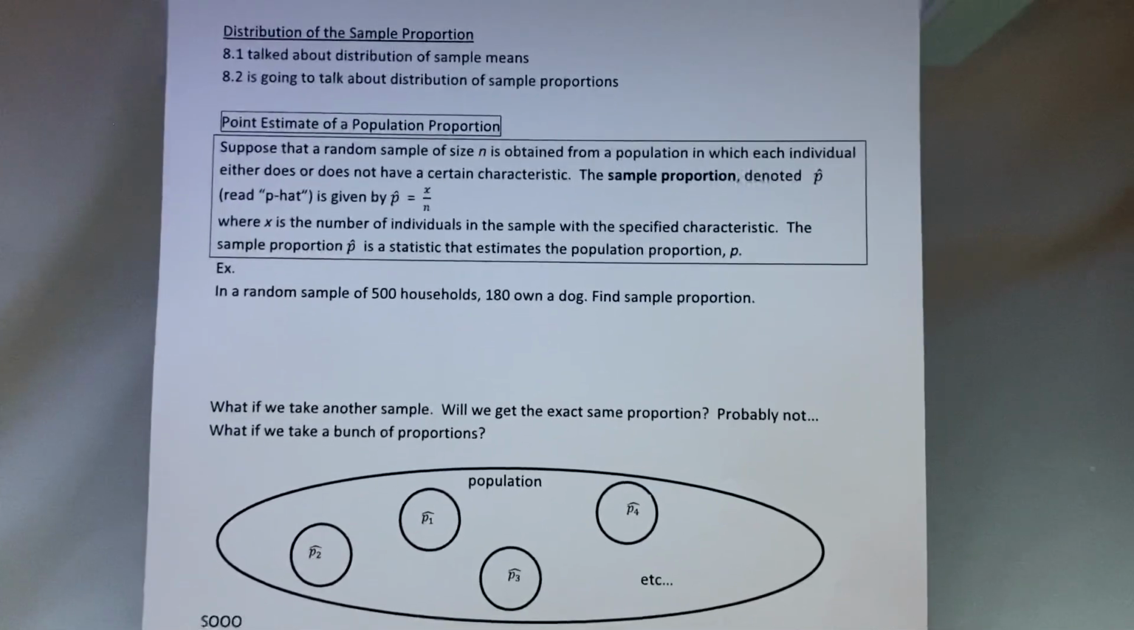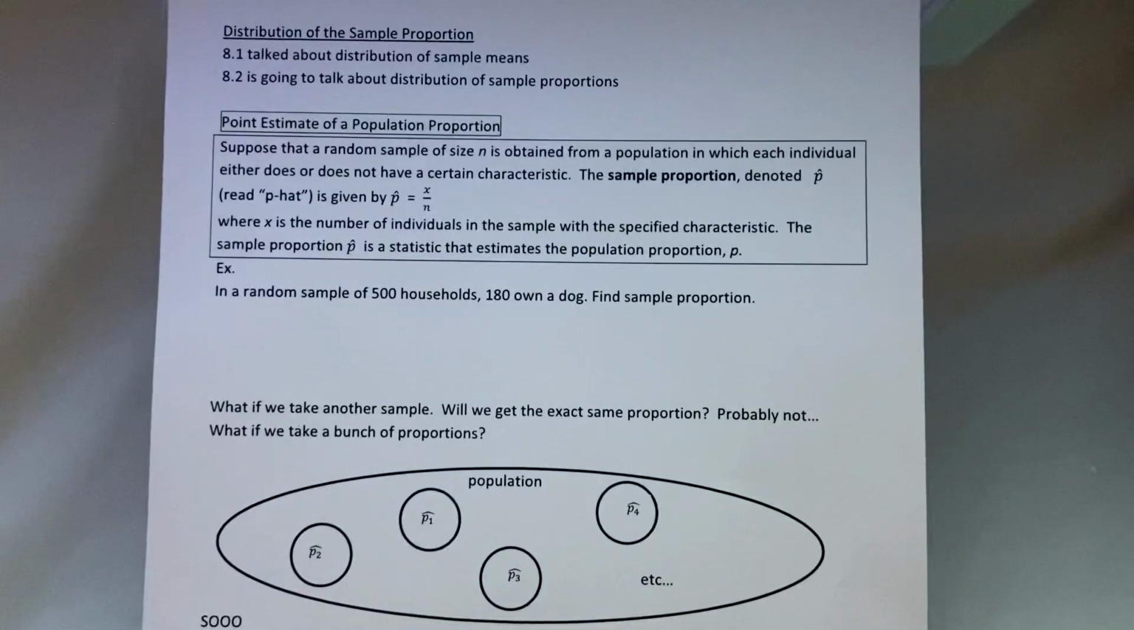So to reiterate, a point estimate of a population proportion: suppose a random sample of size n is obtained from a population in which each individual either does or doesn't have something, like they have 3 cars or they don't. The sample proportion, which will look like p with a little hat on it, is given by x divided by n, where x is the number of successes for that characteristic and n is the total number of observations. The sample proportion is a statistic that estimates the population proportion.